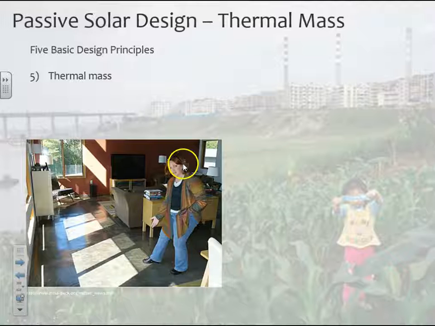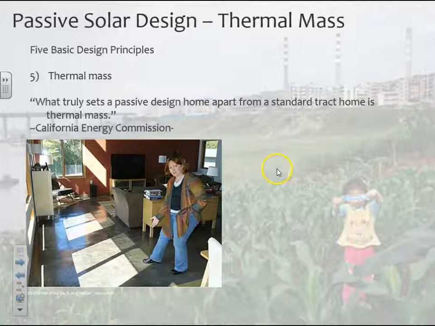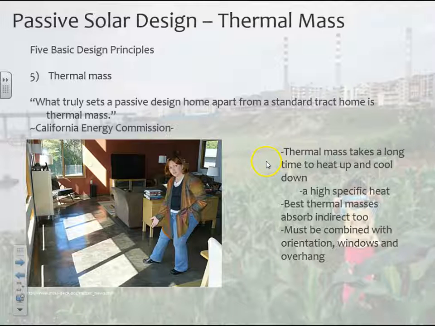Okay, so the last principle is thermal mass. This one's a little bit interesting and not something I think that people think about a lot, but as you know, in your article they say what truly sets this passive design home apart from standard is the thermal mass. So a thermal mass is a material like certain types of stone and concrete. Soil is a really good thermal mass. Water is a really great thermal mass. The thing about a thermal mass is, as it says over here, it takes a long time to heat up and a long time to cool down.